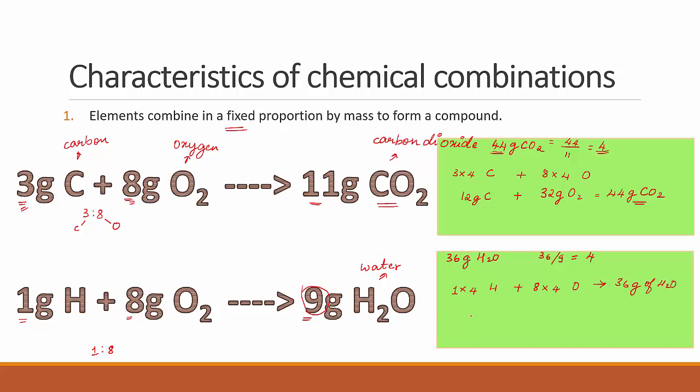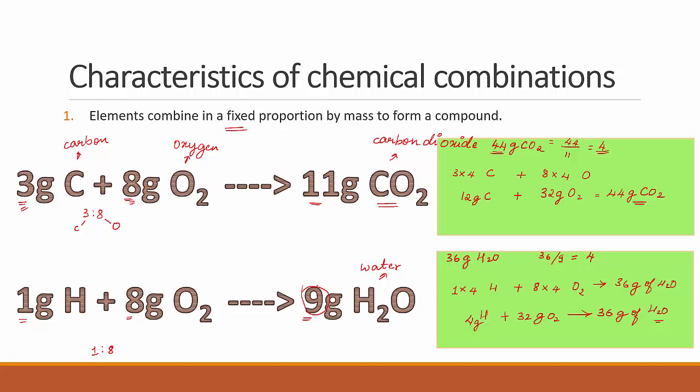Let's do the math here. 4 ones is 4. So 4 grams of hydrogen plus, what is 4 into 8? 4 eights is 32. 32 grams of oxygen will give you, what is the total? 32 plus 4? 36 grams of water. Okay, so this is how we will be representing it. It's as simple as this. It's just simple maths. You have to just multiply everything with the correct number to get the correct answer.